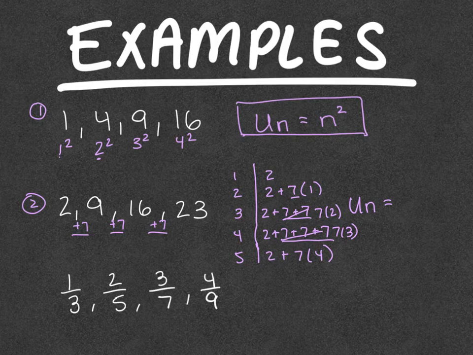So we need to figure out how to put this in an equation now. So I know that there's 2 plus 7, but how do we get to these numbers using n? So if we look at the relationship, when I have my second term, I'm multiplying 7 by 1. When I have my third term, I'm multiplying 7 by 2. So each time, I'm multiplying by 1 less than the actual term. So I'm going to put n minus 1.